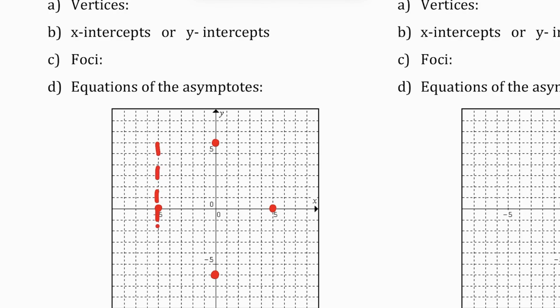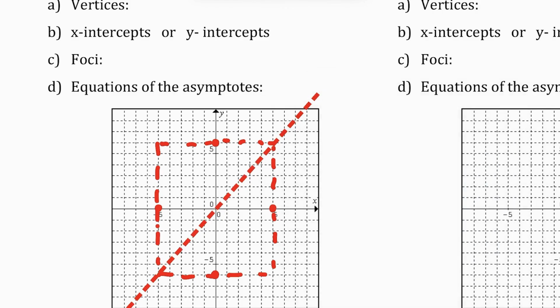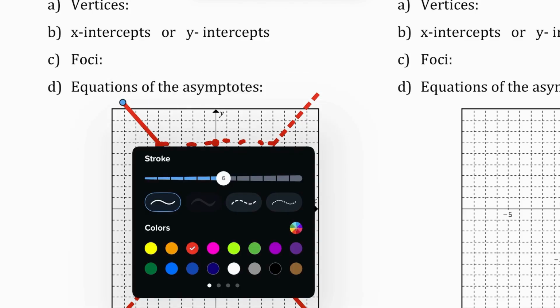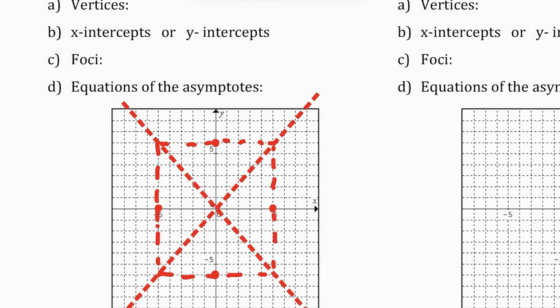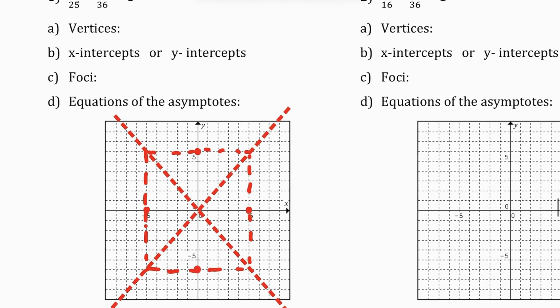So what I'm going to do is dash in this box. Because what this is going to allow me to do is draw a line from corner to corner, and this is what's going to create these things called asymptotes. So there's going to be two of them that go through the corners of that box. Those asymptotes are very important because that's what the hyperbola is going to get closer and closer to. Since we had x squared minus y squared, this is going to create a hyperbola that's opening to the left and to the right.